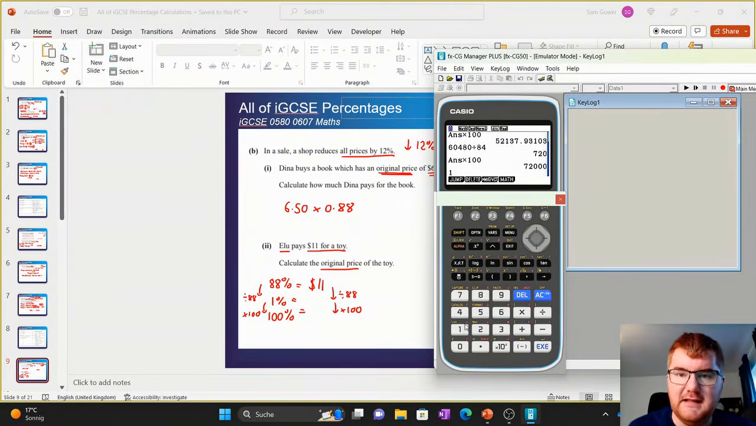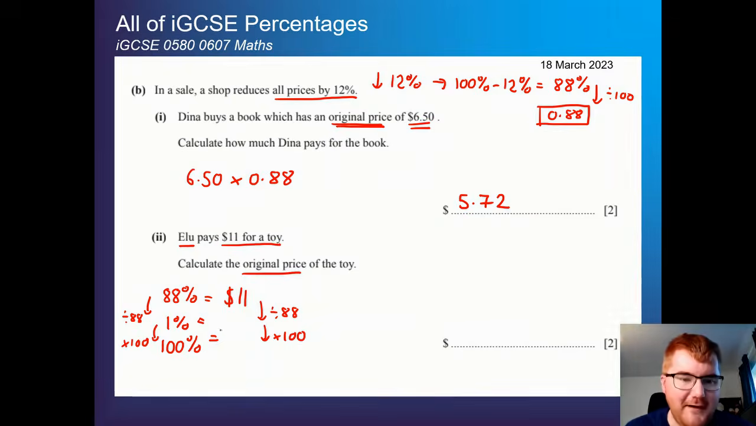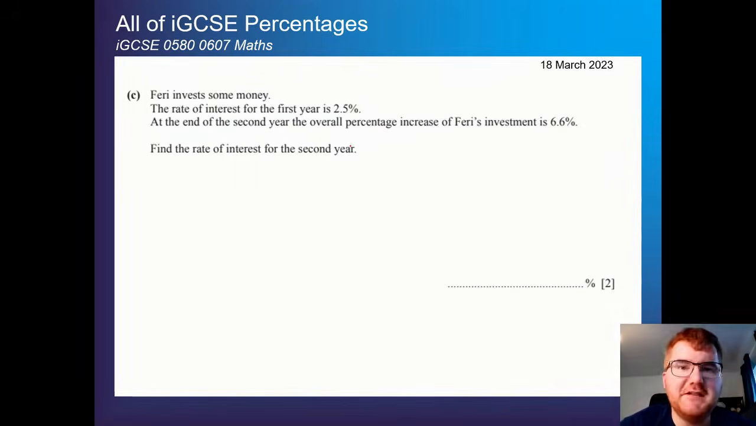Okay, so we have 11 divided by 88 times by 100. Again, we're getting a whole number answer here, which is always a very good sign. So we get 12.5, so $12.50. So we pop that in. Again, a very standard 4-mark question here, where 1 mark is for working out the end price, and then 1 for the original price.